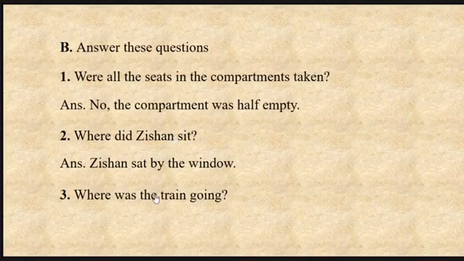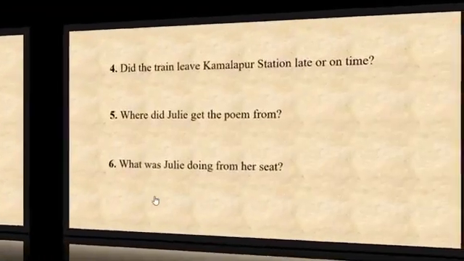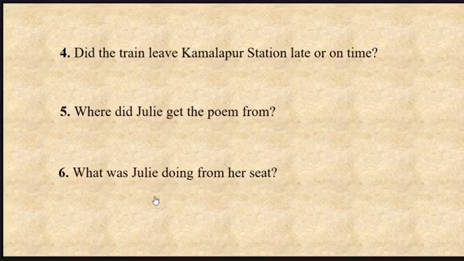Now question number 3, where was the train going? I have discussed with you about the destination, that is the train was going to Dawanganj. But in the text you see it was a Dawanganj bound train. So you have to write like this, the train was going to Dawanganj. So my dear students, I think you can understand my discussion. So we have 3 more questions to discuss.